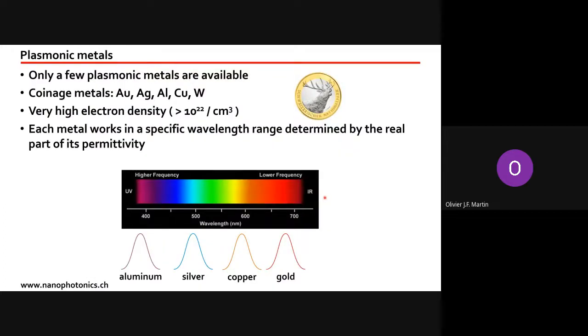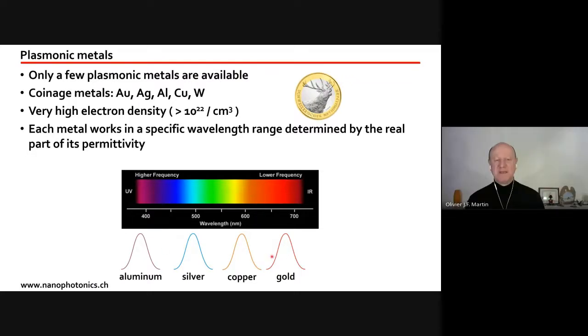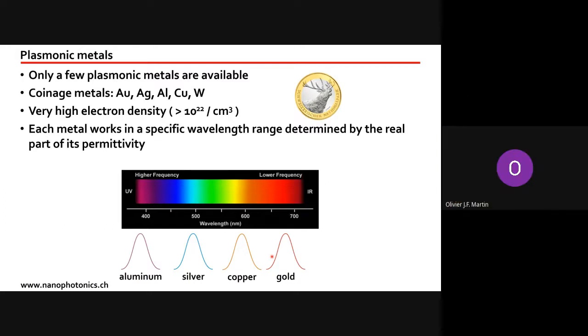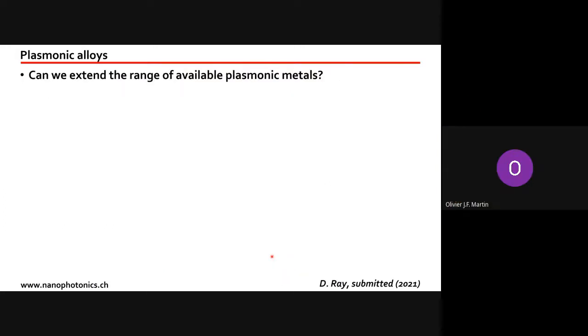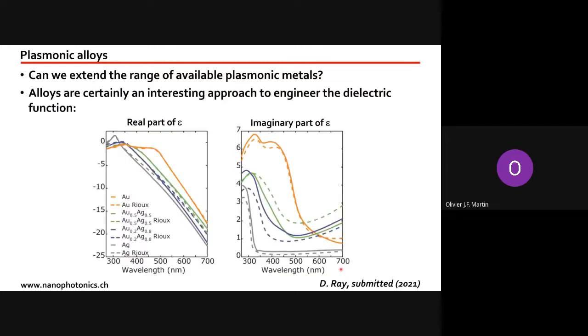I've mentioned that we have only a few plasmonic metals: aluminum, silver, copper, gold. And the question we raised was, could we extend this range of metals? The route that we have followed: I had a very good Indian young lady as a PhD student who just graduated, and she had this idea of looking into using alloys. So alloys, that would be a mixture of gold and silver.